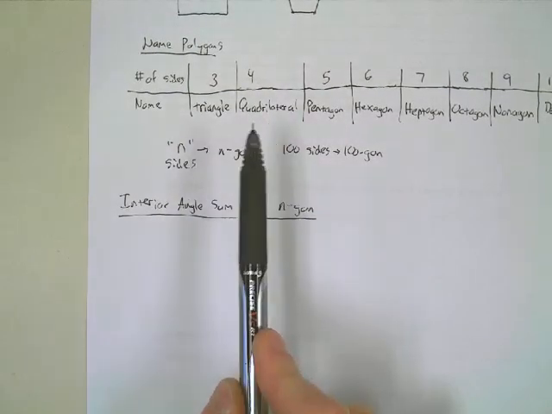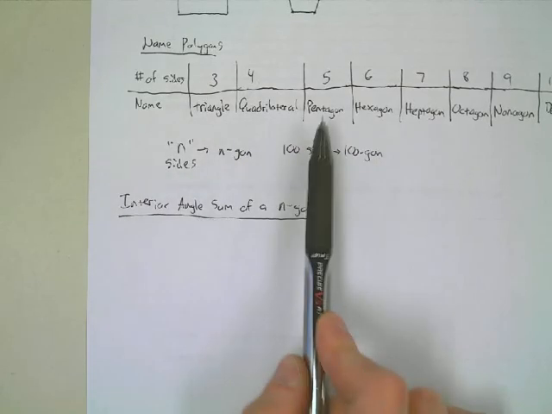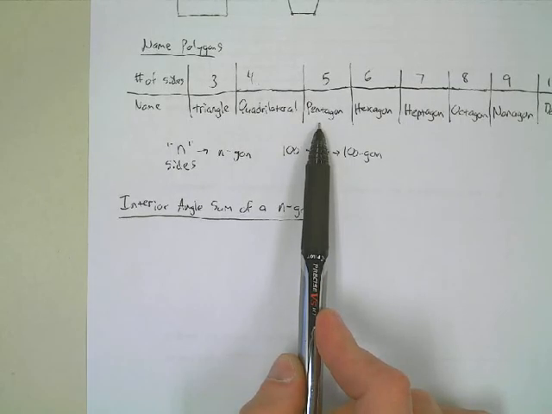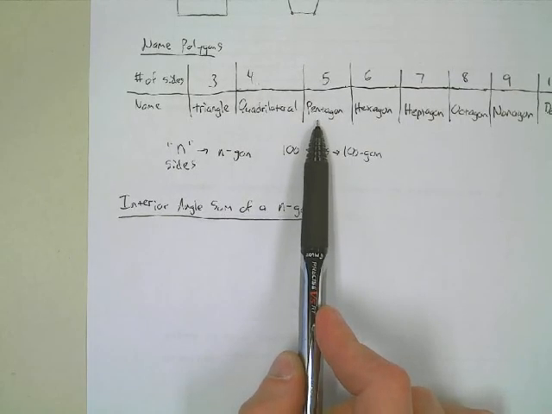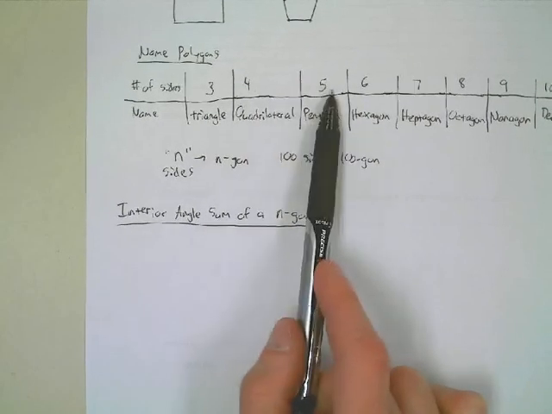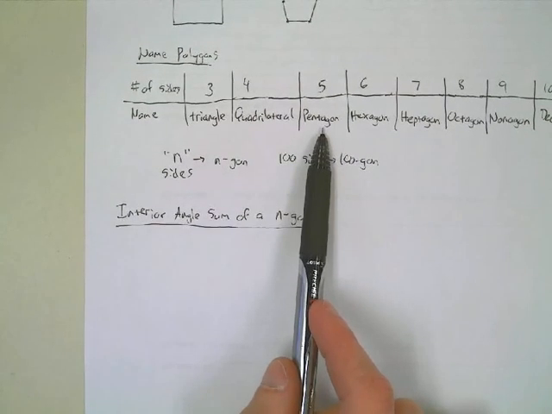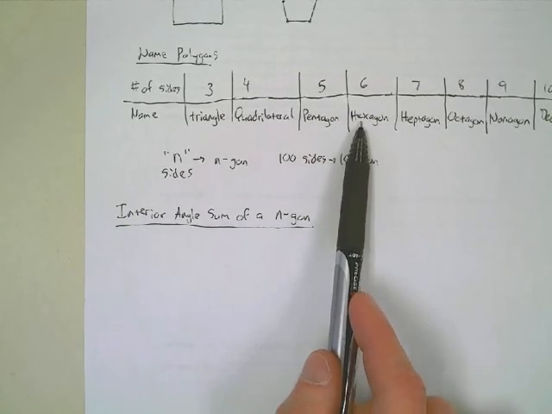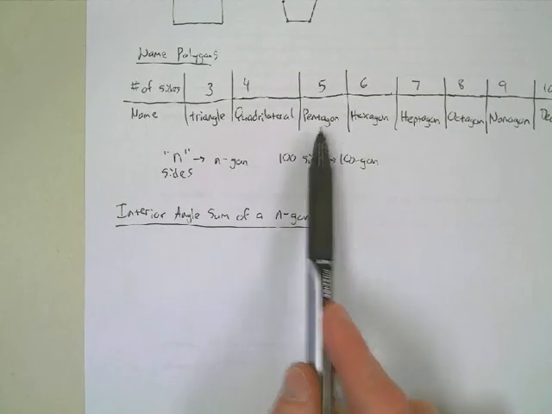What about for a pentagon, though? 540, how'd you get that? Because there's another side we added, and we're going to add another 180 degrees, and that's exactly right. If you add one more side, so hexagon, you're going to add another 180, so 540 plus 180 is going to give you now 720 degrees.